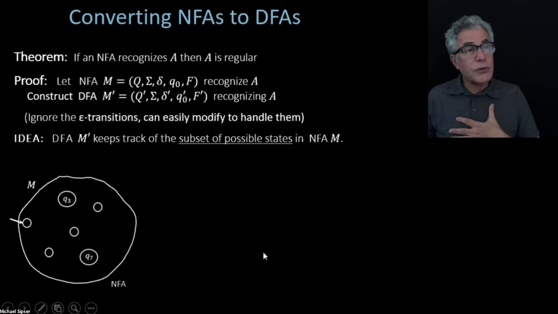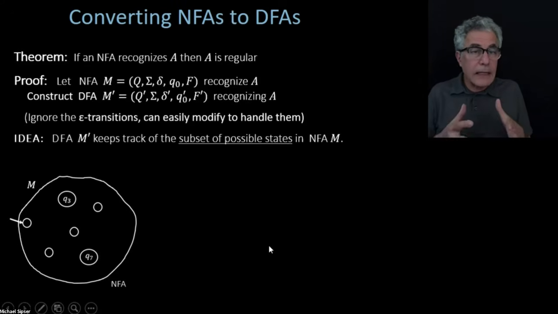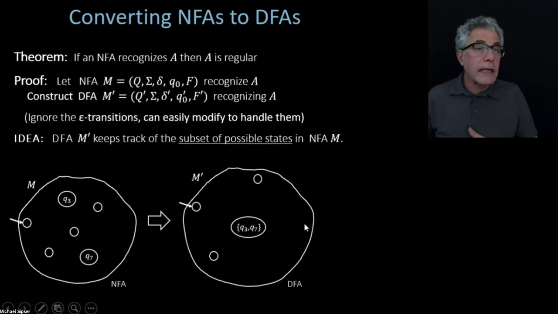Okay, and so here's a kind of a picture of how we implement that. Here's the NFA that we're starting with, M, and we're going to make the DFA, but in order to remember which set of states the NFA could be in at a given time. So maybe M, the NFA, could be in at some point states Q3 and Q7.